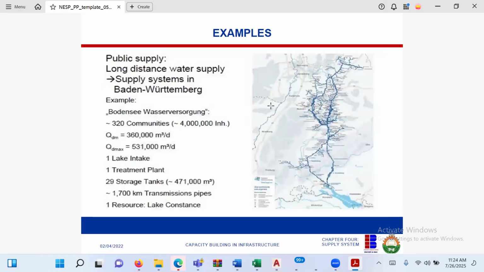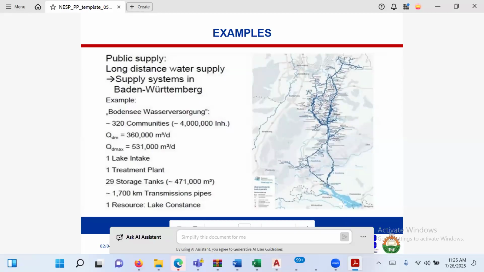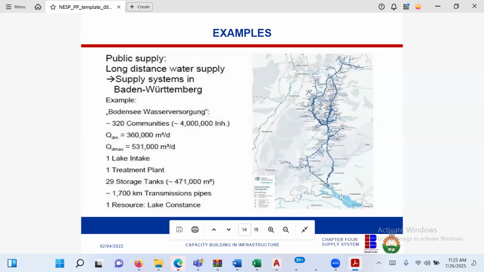Then there's another one in Baden-Württemberg, a long distance water supply. Those ones, they don't have dams. All they do is take water from the lake. So they have 1 lake, 1 treatment plant, and 320 communities with more than 4 million inhabitants.